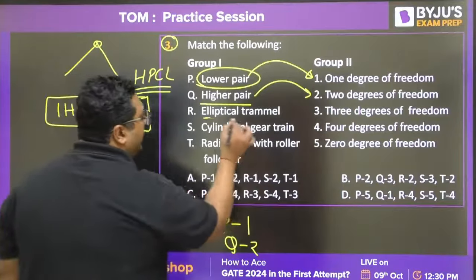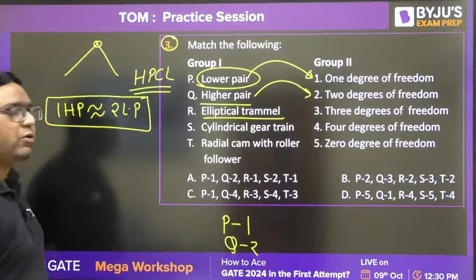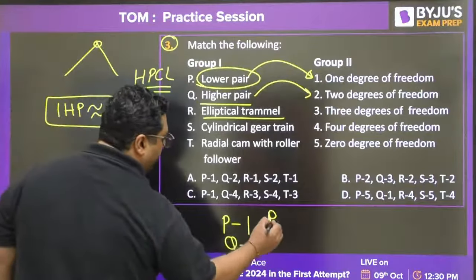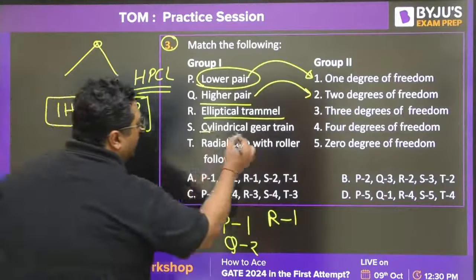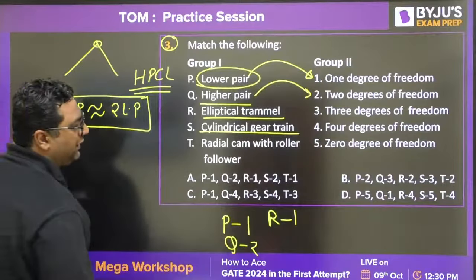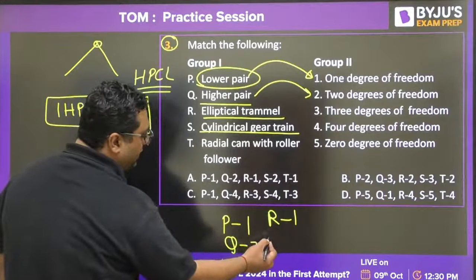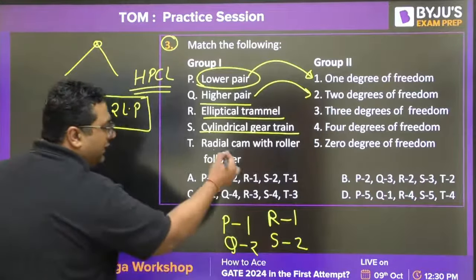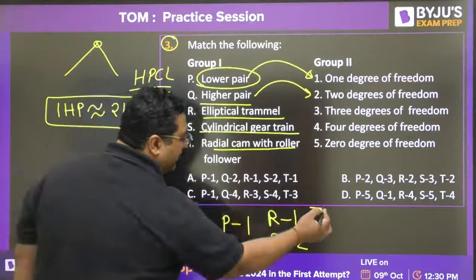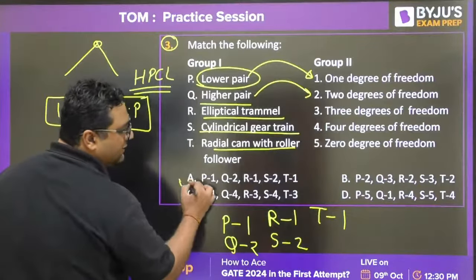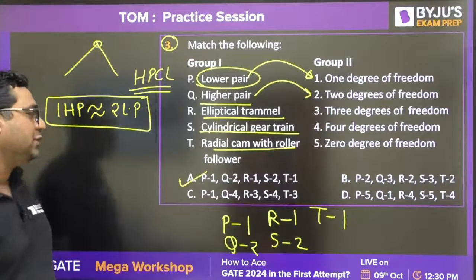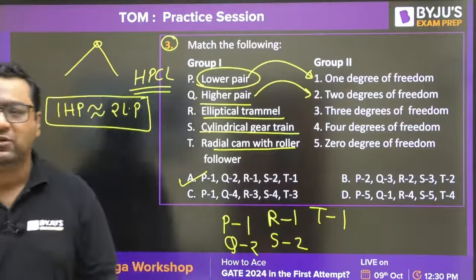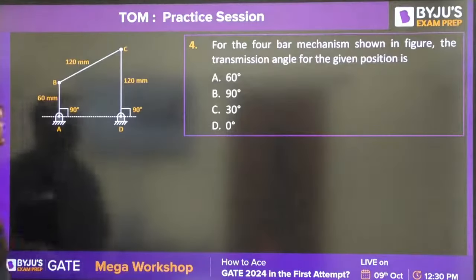Then you know, elliptical trammel. When we are talking about elliptical trammel, it will have a degree of freedom of 1. So R will go with the 1. Cylindrical gear train. If you talk about cylindrical gear train, then what will be the answer for S? It will go with the 2. Then radial cam with follower, which is the mechanism, obviously degree of freedom will be 1. So guys, A is going to be the right answer for this. Okay, Kiran, very good. A is going to be the right answer for this. Wonderful, guys. Moving to question number 4.